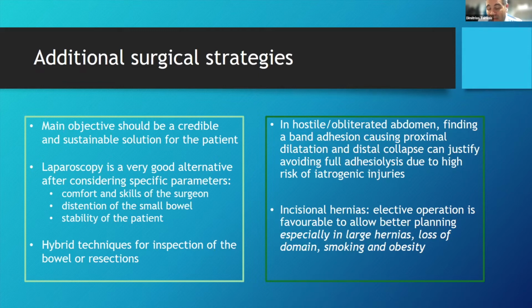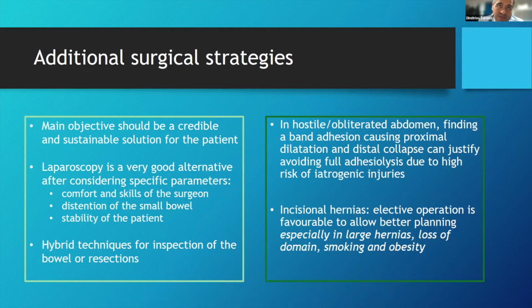And comments about incisional hernias and additional obstruction. For incisional hernias, especially with patients that are smoking, patients that are obese and there is a loss of domain, as we call it, meaning they are large hernias, large defects, an elective operation is favorable because the patients need to be planned better, and also to go through reduction of weight and stopping of smoking. For hostile abdomen, as we call them, that had many previous laparotomies, and/or obliterated abdomen, as you can find them elsewhere.